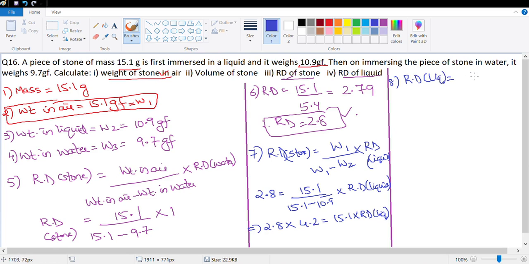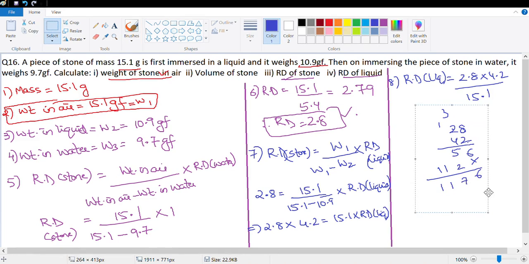to 2.8 into 4.2 upon 15.1. Okay, so we'll have to multiply and do this calculation. So not divisible by anything. So this is 28 into 42, that's 2 into 8, 16, 4 plus 1, 5, 4 into 8, 32, 4 2 is 8 plus 3, 11. That's 6711. So this is 1176.